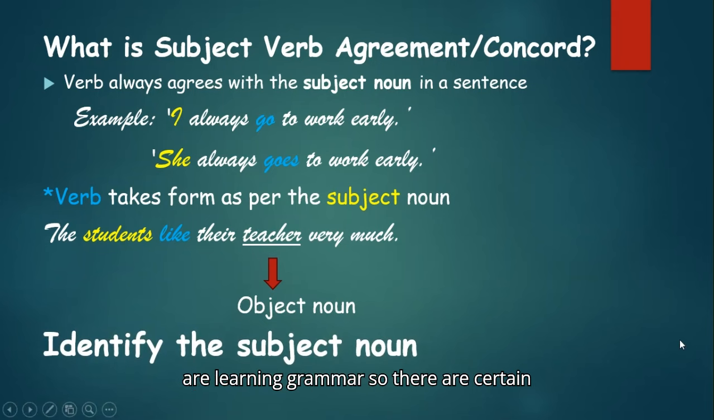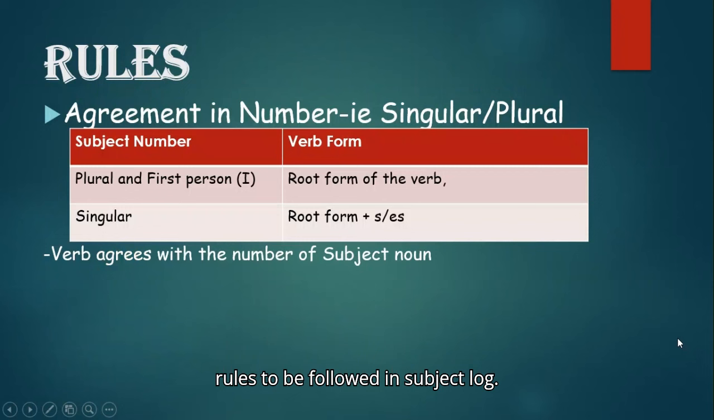So since we are learning grammar, there are certain rules to be followed in subject-verb concord. First of all, starting with the simplest one, agreement in number. That is the number of noun, whether it is singular or plural, and how that decides the verb form. In case of plural subject nouns, and also in case of first person I, the root form of verb is taken. In all other singular cases, it is root form plus s or es. So the verb agrees with the number of subject noun. One needs to keep in mind this basic rule, as all the other rules are based on it.